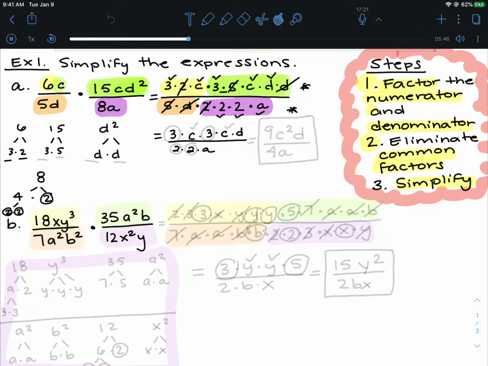So all I'm going to do is just multiply what I can. So 3 times 3 is going to be 9. C times C is going to be C squared. And then D is just going to be D. So that's my new numerator. And then 2 times 2 is 4A. So this right here is my simplified form of the given expression.